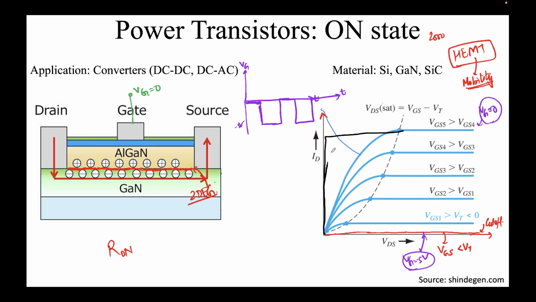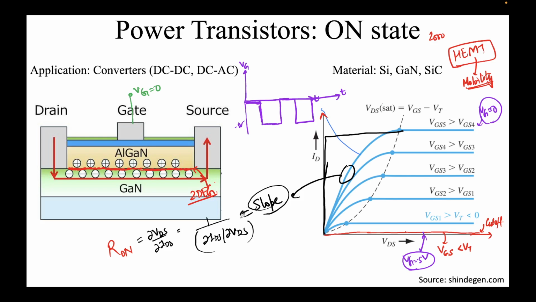Okay, that slope is what we call our on resistance. Okay, how do I define it? It's simply delta VDS over delta IDS, or if you're talking about this curve, delta IDS over delta VDS. Essentially, you take the slope of this line.